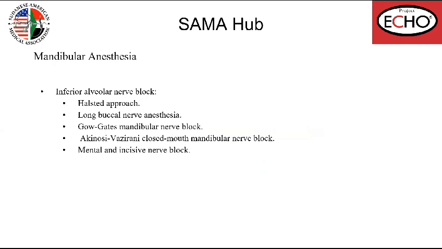No, let's go back again. Inferior alveolar nerve block can be gained through Halsted approach. Also, Go-Gates, Akinosi-Vazirani. And also we have two other types of anesthesia, which is long buccal nerve, which can be anesthetized either via block or infiltration, and the mental and incisive nerve also.